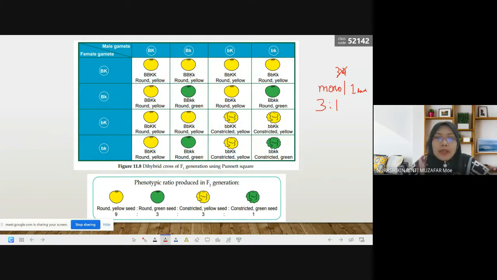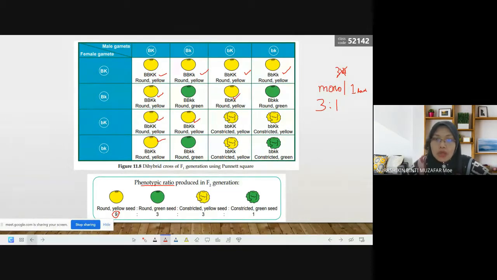Okay, so you can see, we make the ratio for phenotype. We look at the phenotype. So for the ratio, we take the dominant first. Both are dominant, so round and yellow. So you can count from the Punnett square. Round and yellow, there are 1, 2, 3, 4, 5, 6, 7, 8, 9. So there are 9 round and yellow. Both are dominant characteristics. That's why it is written here 9 round and yellow. This is the phenotypic ratio, the phenotype that we can see.